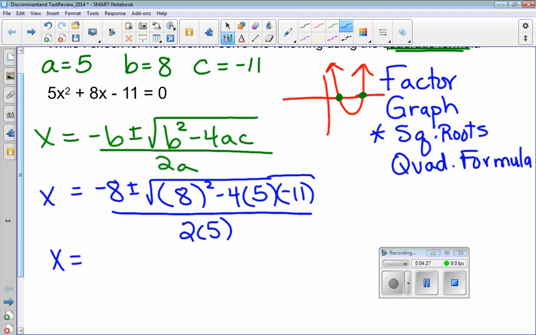When I'm trying to simplify this particular situation, how do I start to simplify? Let's start with that. What do I do first?